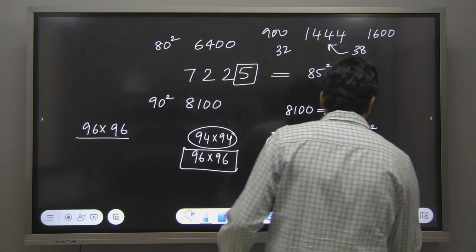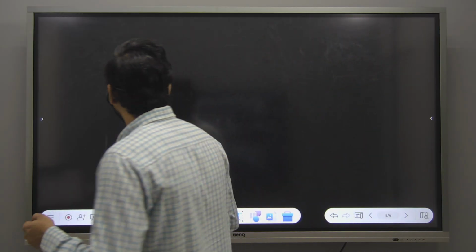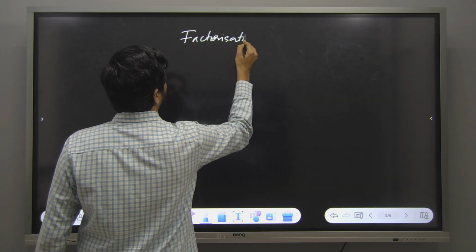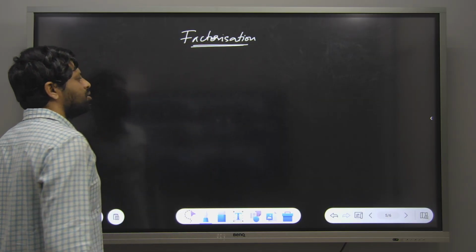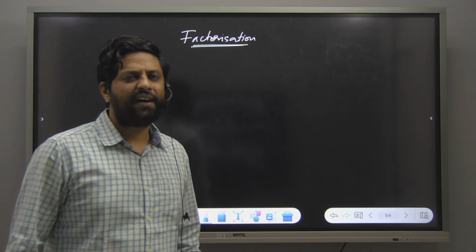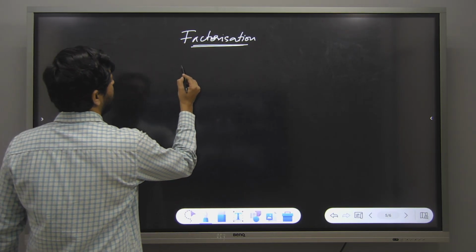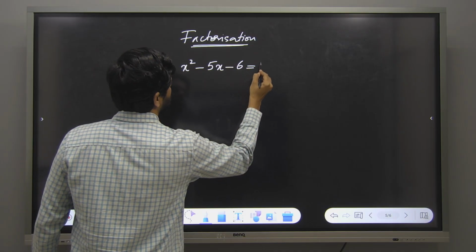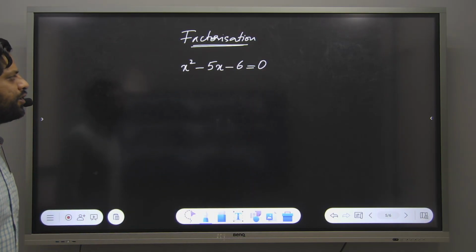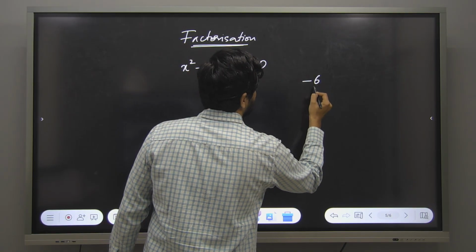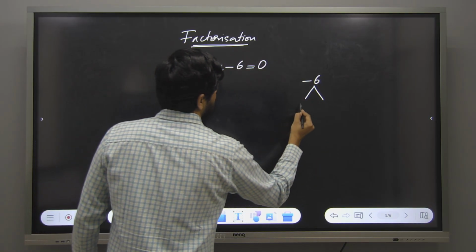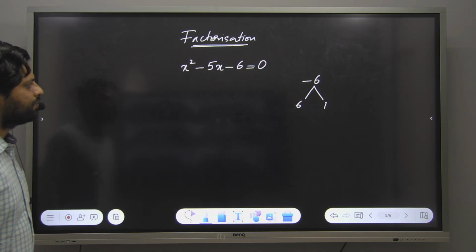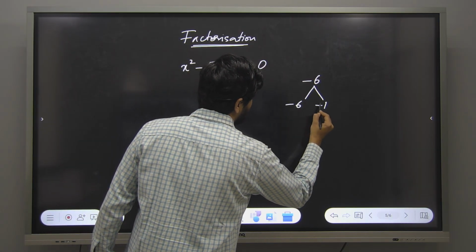Now the next trick is based on factorization. Very often we come across a situation where we have to factorize. Using factorization we find out the value of x. Say for example I have x square minus 5x minus 6 is equal to 0. Now what do you do first? Minus 6, 6 into 1, what signs will you put? Minus 6 and plus 1.